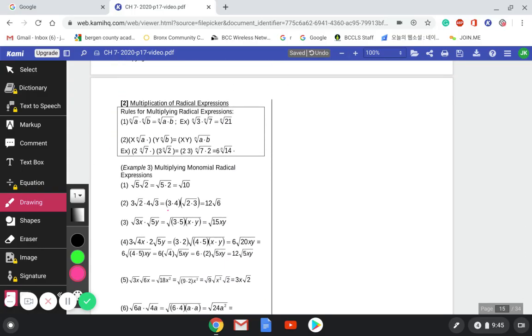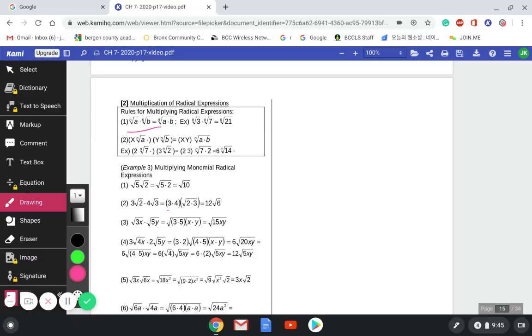Now, the next topic is multiplication of a radical expression. Previously, we learned addition and subtraction of radical expressions. So you can add or subtract and combine them if you have like terms. In multiplication and division, the like term rule doesn't apply. Instead, you can combine them if you have the same index.